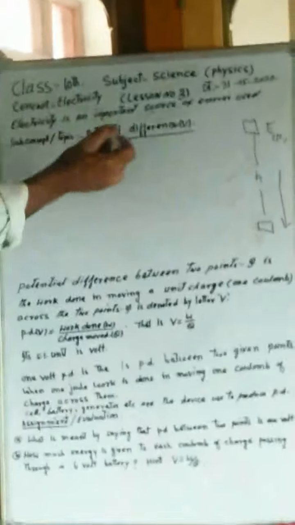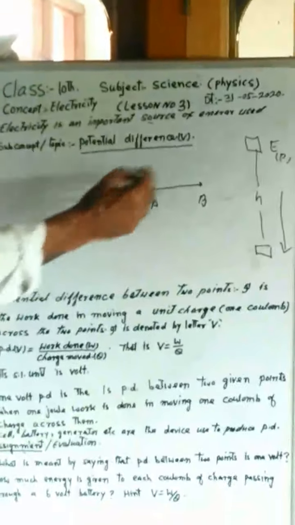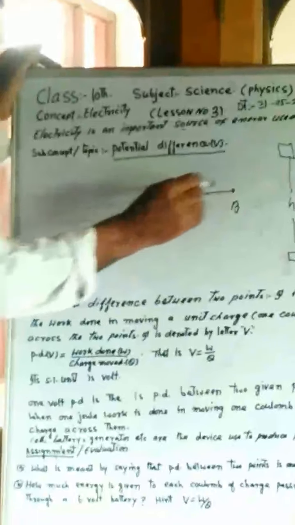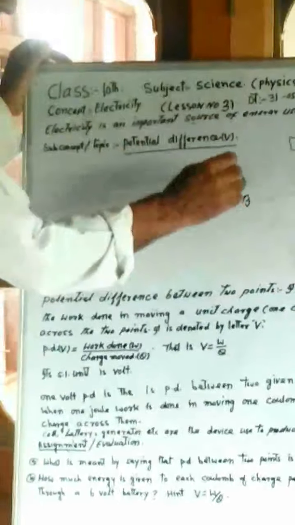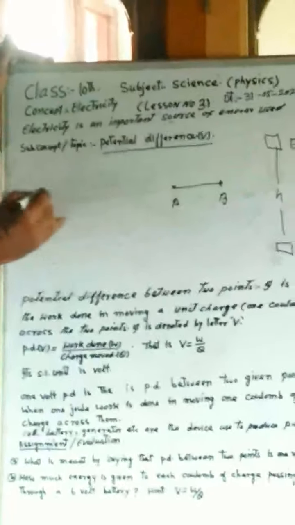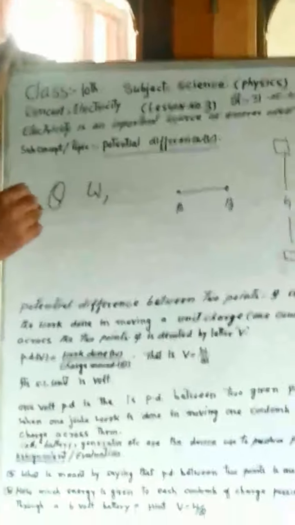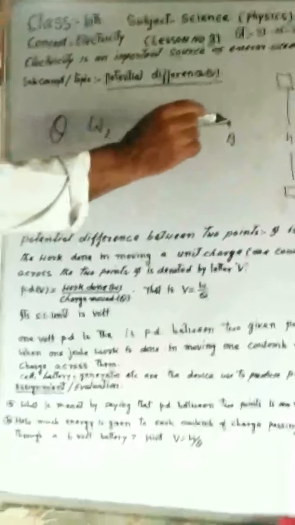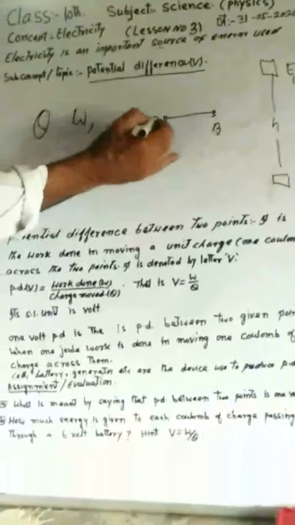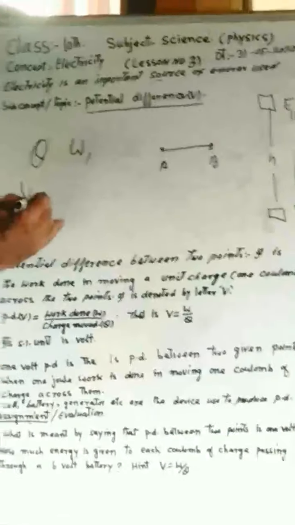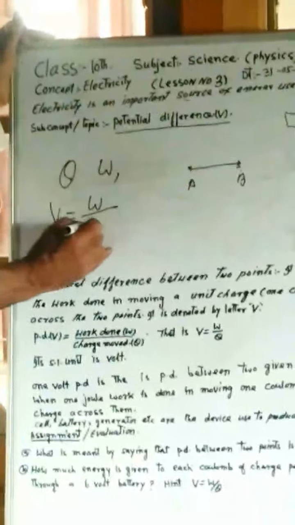Thus, we can easily define the potential difference. Potential difference between any 2 points is the work done in moving a unit charge across these 2 points, from this point to this point. Let us move charge Q from point A to point B through a conductor, and let W be the work done in carrying this charge Q from point A to point B. Then potential difference between these 2 points, V is equal to work done W divided by the charge moved.